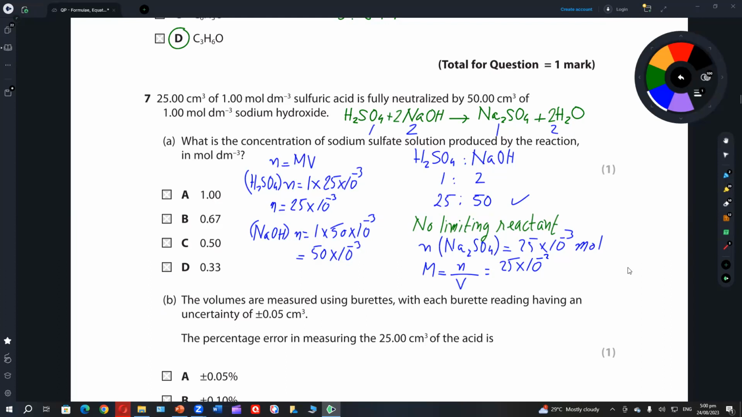Check the answer. Sorry, it won't be 75, it would be in dm³, right? So it would be 0.025 over 75 times 10^-3, which is 0.33, which is part D. Very good. So part D is the right answer.